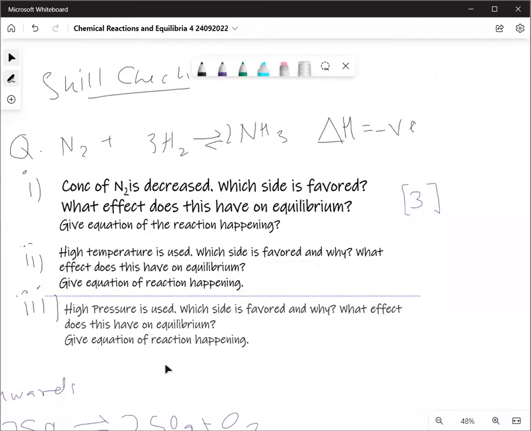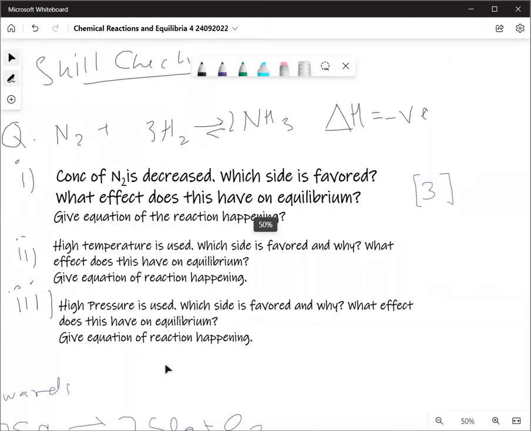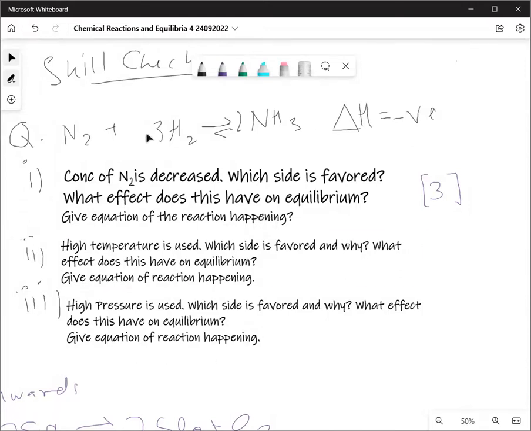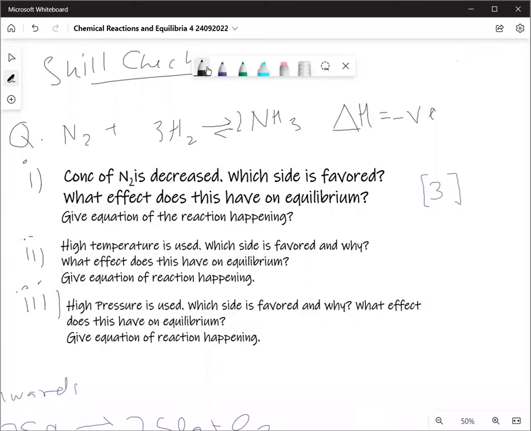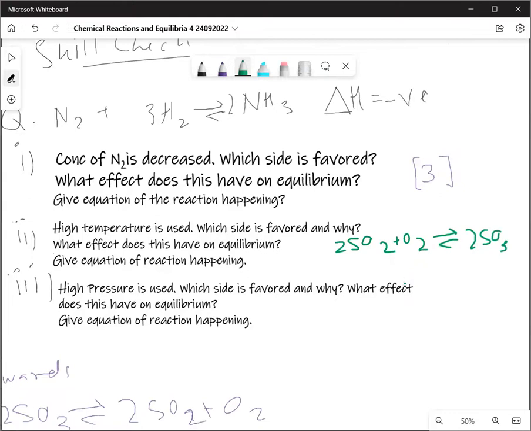Sir, what is the reaction or the product for number 2? Same reaction, N2 plus 3H2 gives us NH3. Or I'll give you a new equation. Let's say the equation in this case is SO2 plus O2 gives us 2SO3. So sir, concentration and temperature are totally different, right? Yes, totally different.